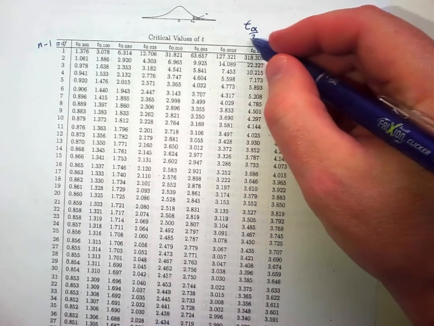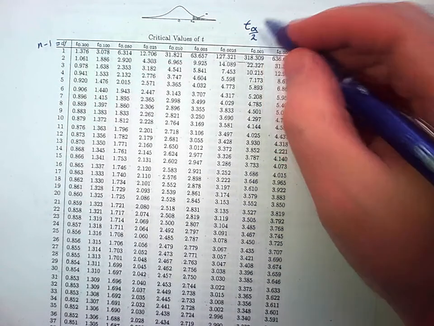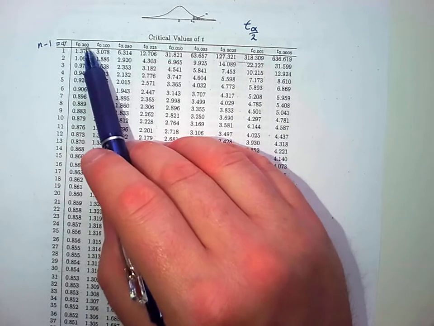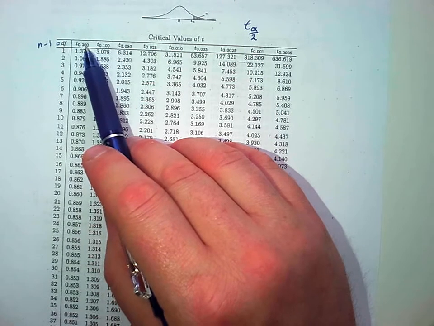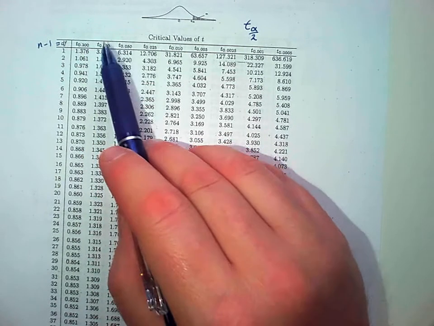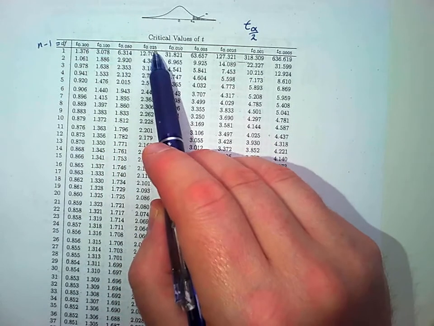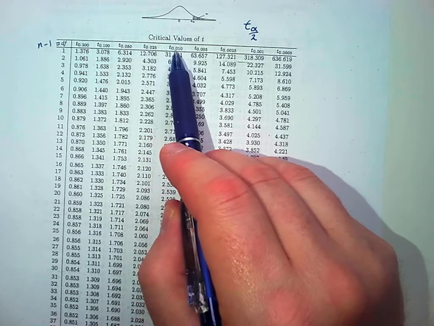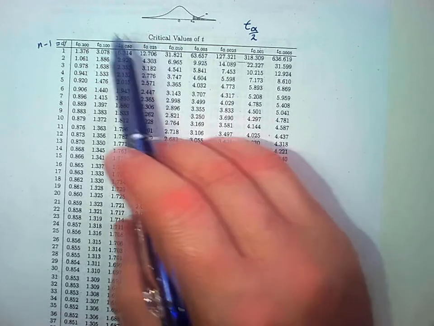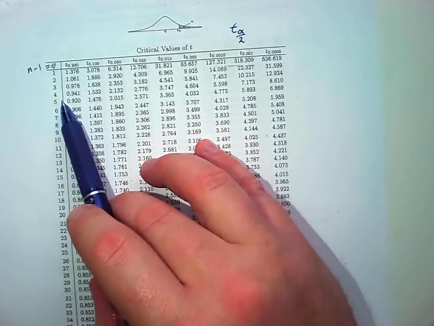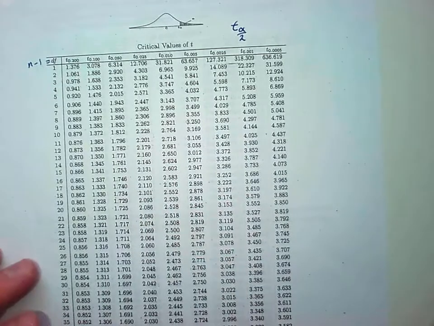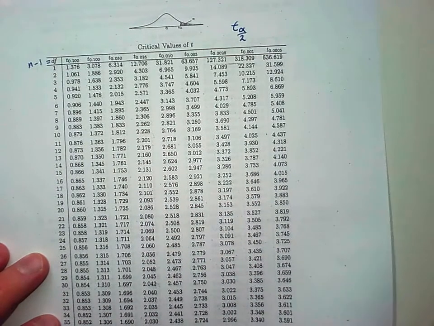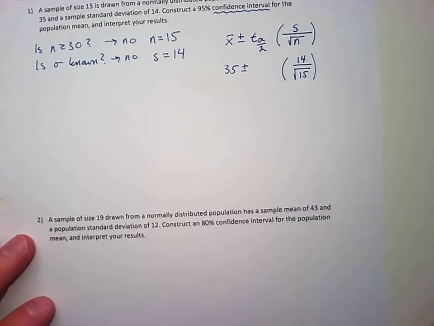So here, let's take a look at that. We're using alpha divided by 2. What we're going to do next is we're going to do two things. We're going to figure out what column we're going to be in based off of our alpha divided by 2. And then we're going to figure out what row we need to be in based off of our degrees of freedom. So let's do it.